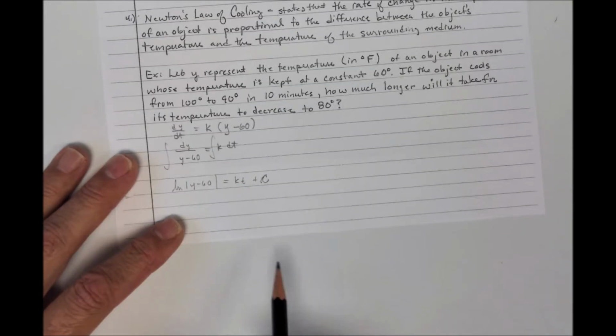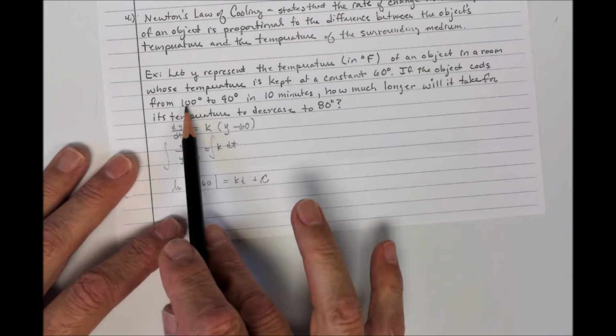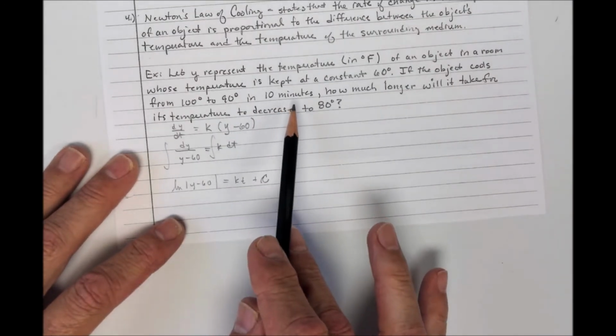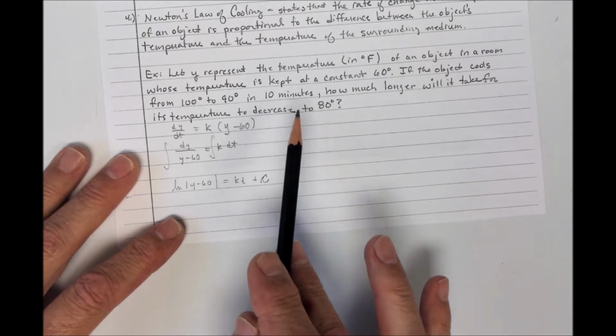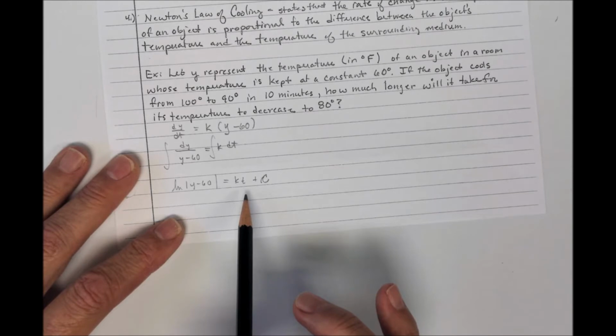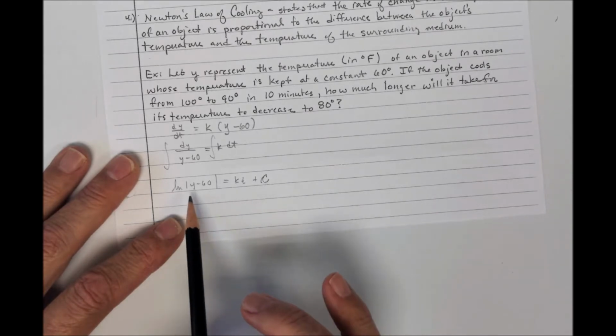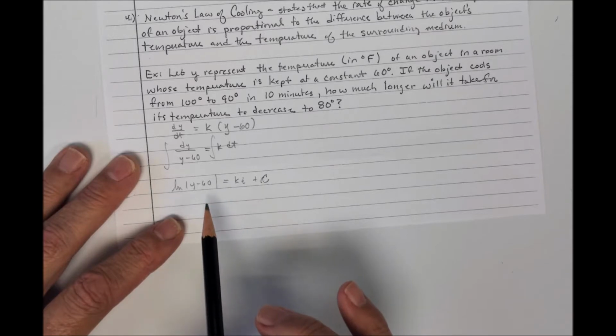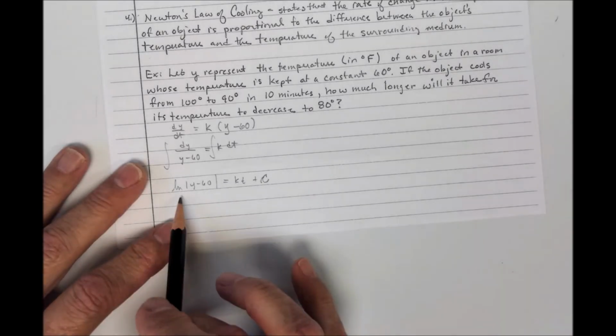Now it says here the object cools from 100 to 90 in 10 minutes here. So that means when t is 10, the object has cooled down to 90 degrees here. So what does that give me here? Well, I tell you what, let's get rid of the natural log first.